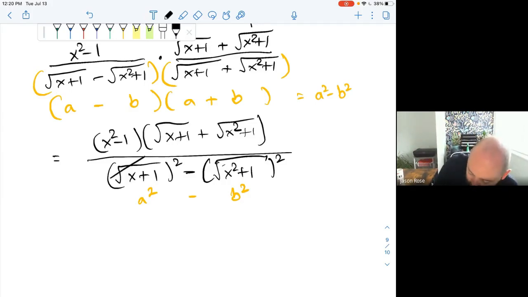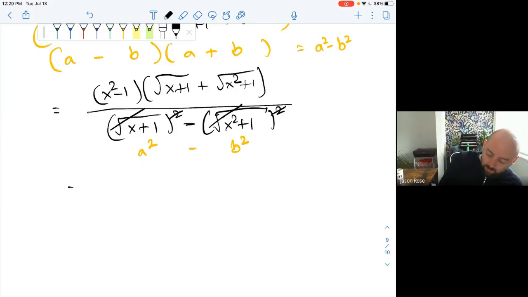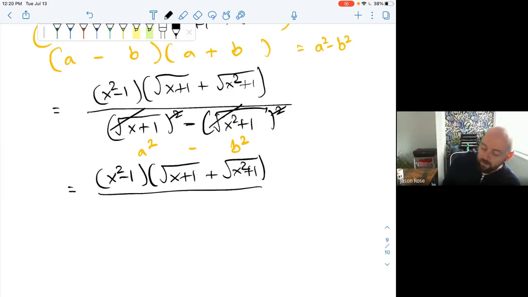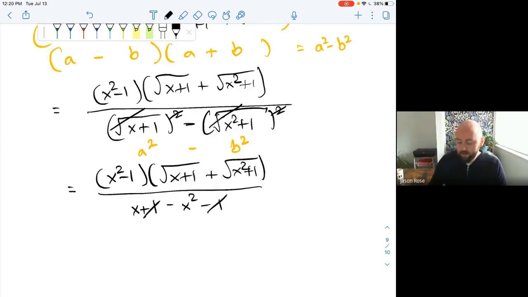The square root and the power of 2, the square root and the power of 2, those are all going to cancel away. And on top I have root x squared minus 1, root x plus 1, plus root x squared plus 1, divided by, here I have x plus 1 minus x squared minus 1 in the bottom. So that's just distributing the minus sign through the brackets. Okay. 1 and minus 1 cancel.